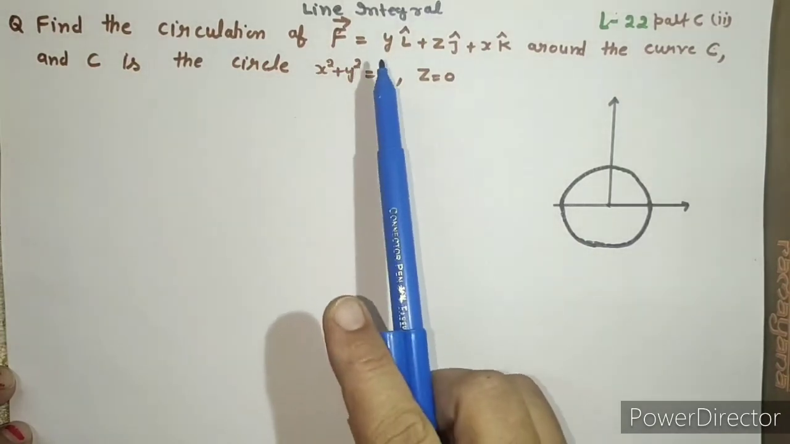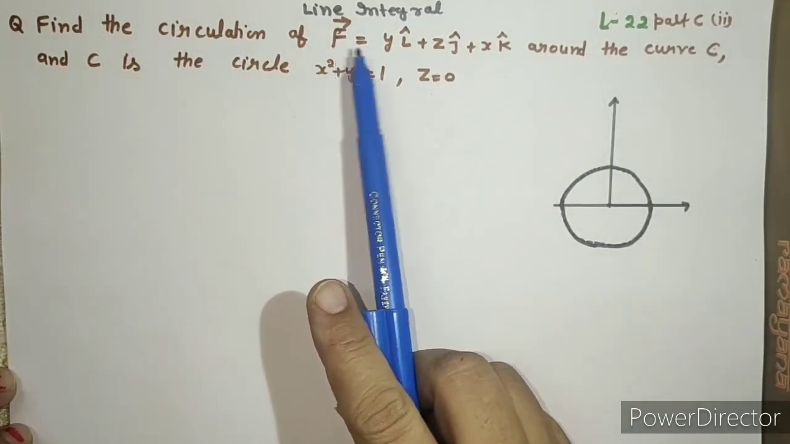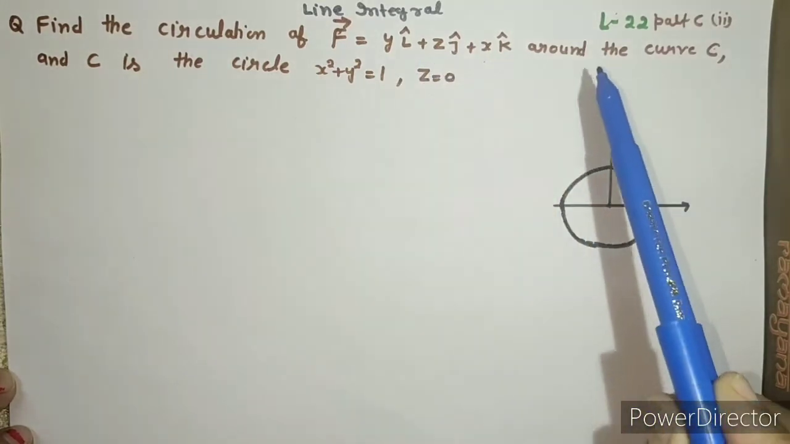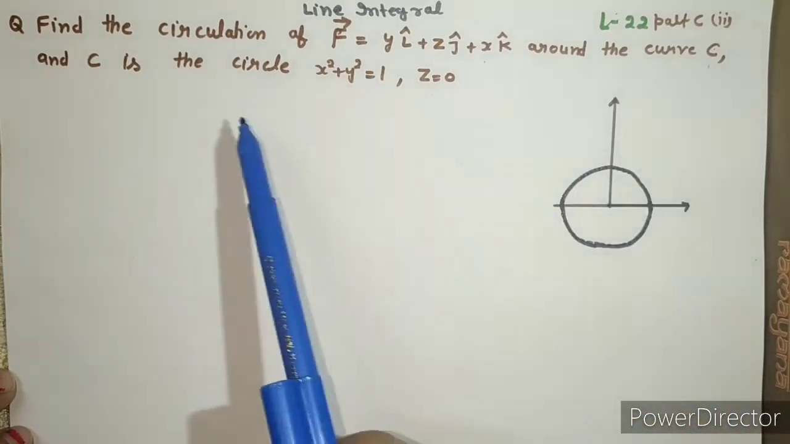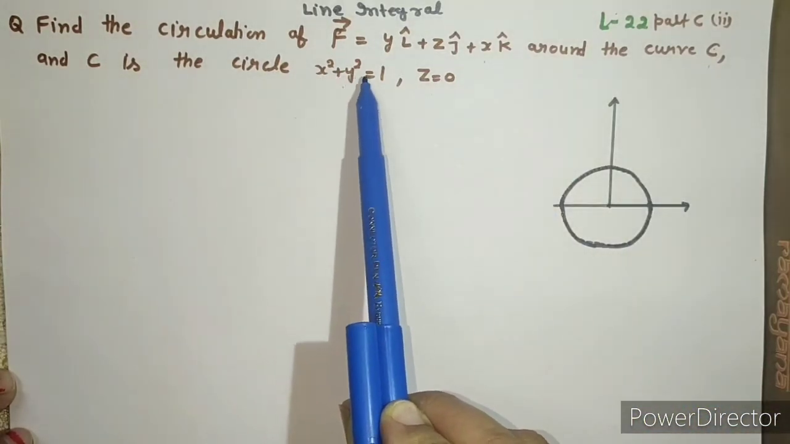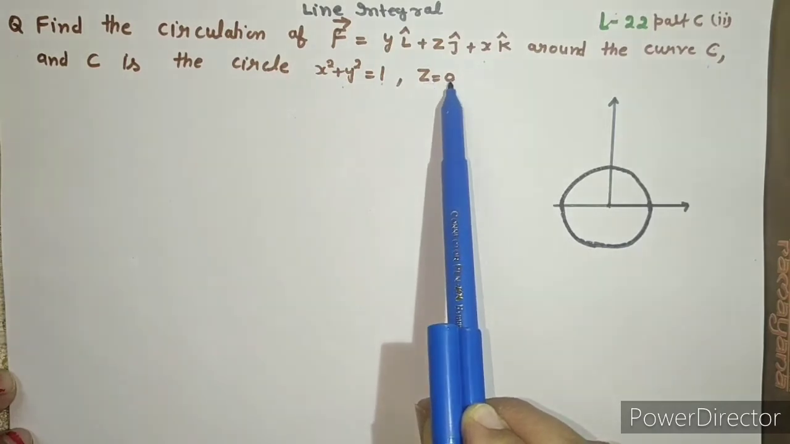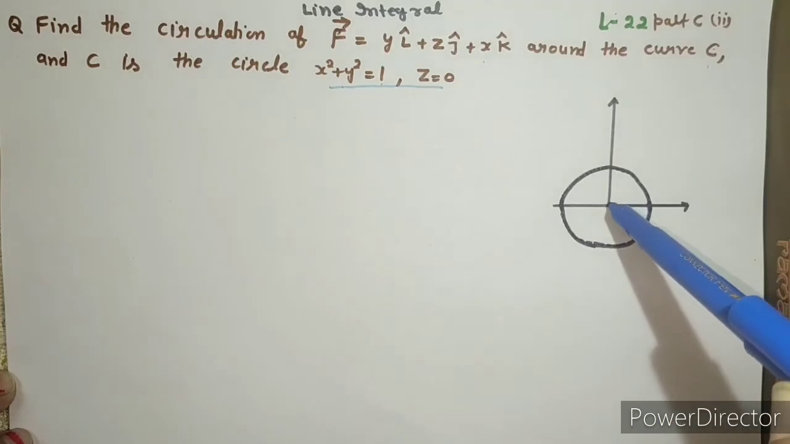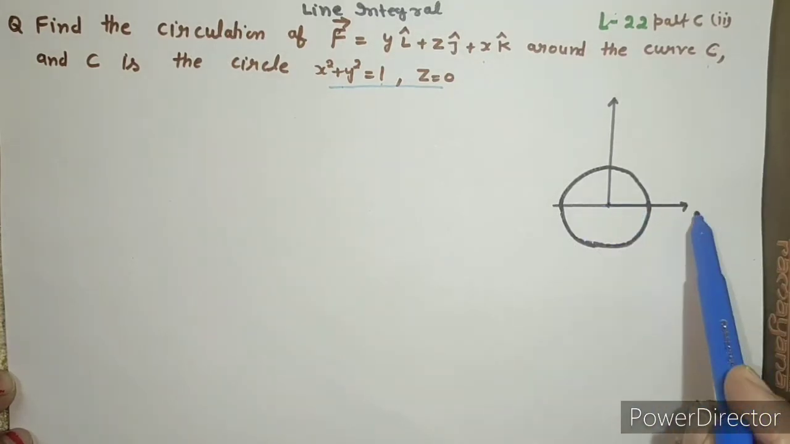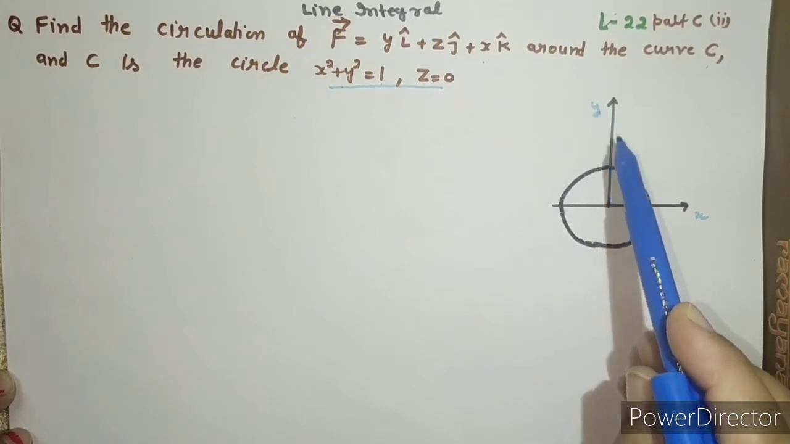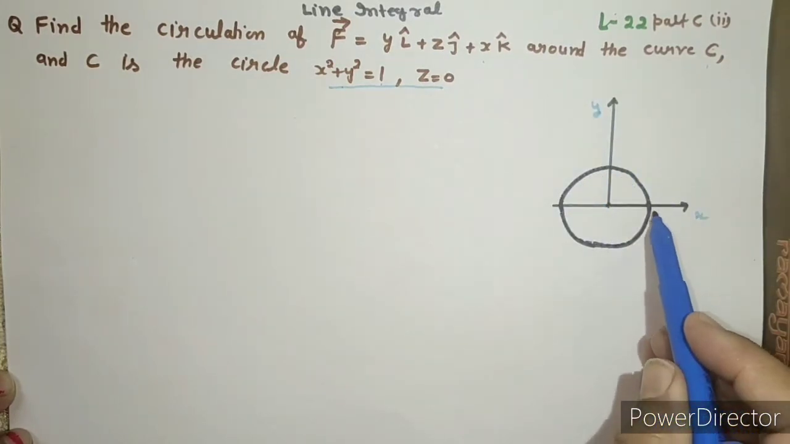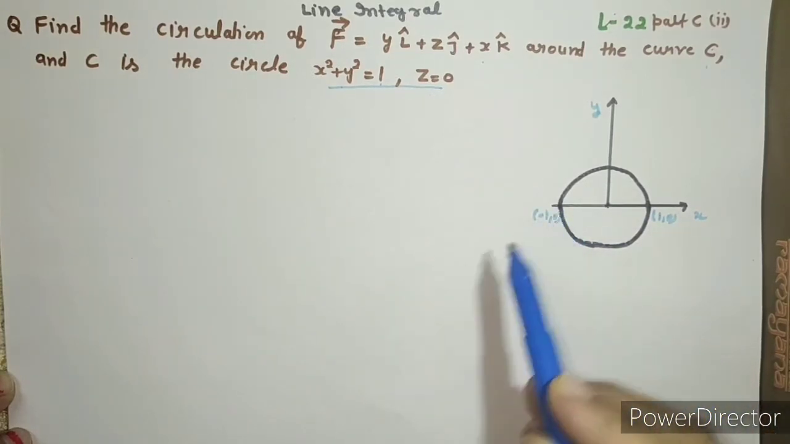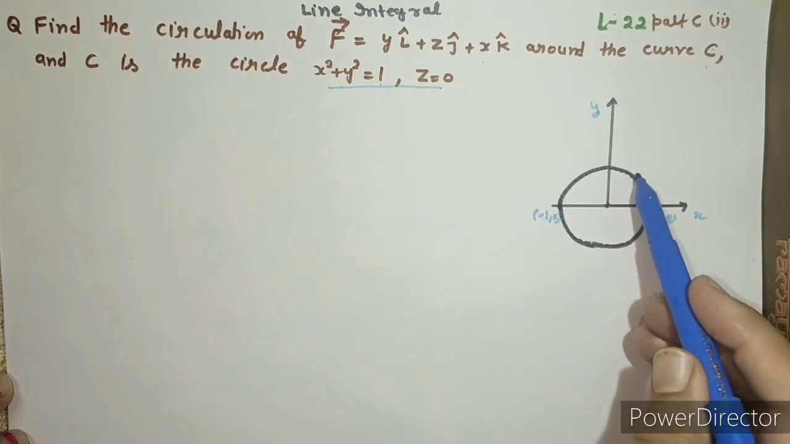Find the circulation of the vector point function f equal to yi plus zj plus xk around the curve C, where C is the circle x square plus y square is equal to 1 and z is equal to 0. That means this is a curve in the xy plane. Z is along the perpendicular to the xy plane. So this is x and this is your y, and this is your circle whose radius is 1. So this coordinate is (1, 0) and this point is (-1, 0). So the circulation, it means your curve is this one.